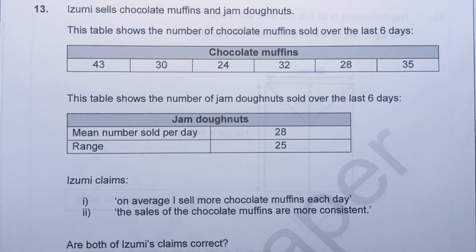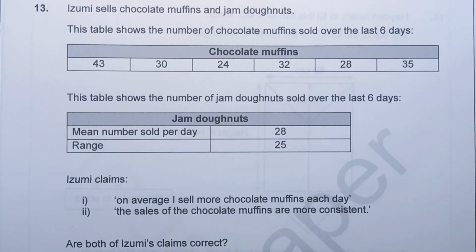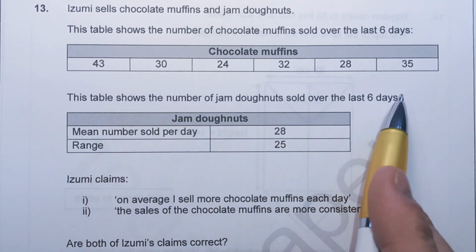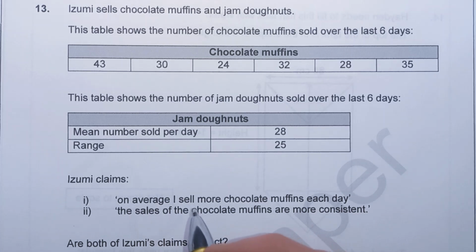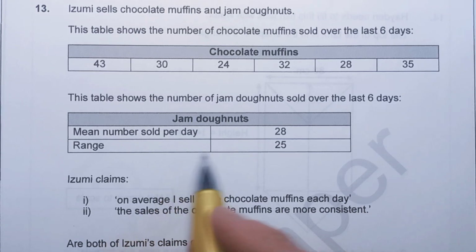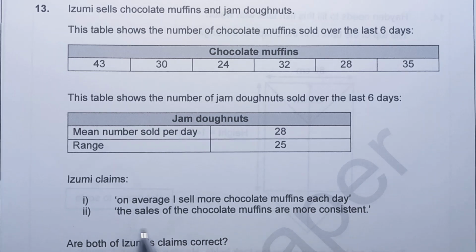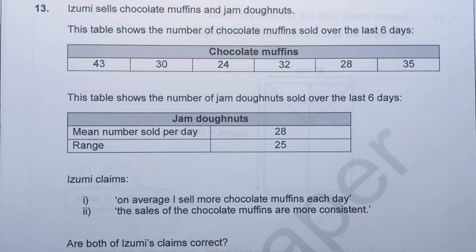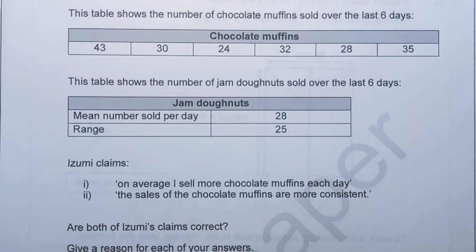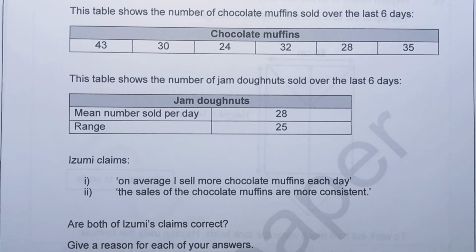Question 13. Izumi sells chocolate muffins and jam donuts. This table shows the number of chocolate muffins sold over the last 6 days. Here we go. This table shows the number of jam donuts sold over the last 6 days. So we've got the mean number and we've got the range. Izumi claims, on average, I sell more chocolate muffins each day. And the sales of the chocolate muffins are more consistent. Are both of Izumi's claims correct? Give a reason for each of your answers.